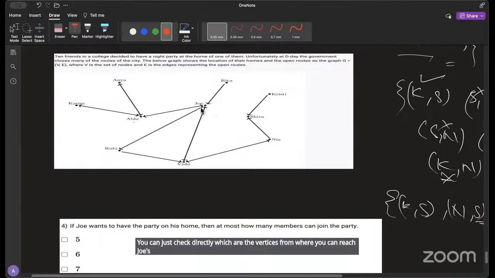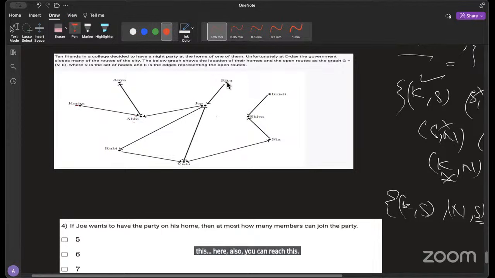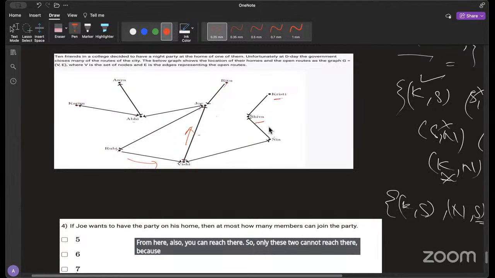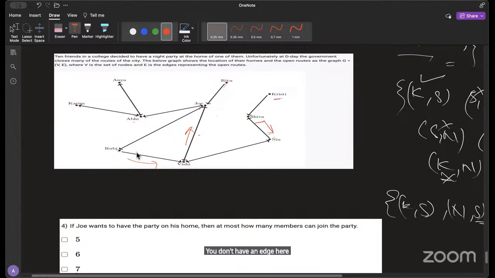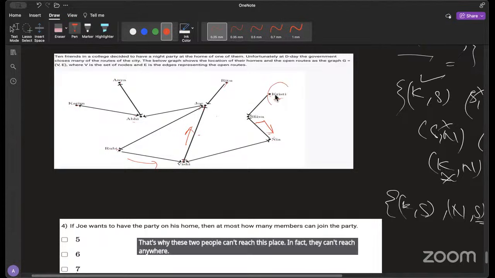From here you can reach this. Here also you can reach this. From this point also you can reach Joe. Here you don't have a direct edge, but you can reach from here, here and then here. So from here you can reach there. From here also you can reach there. So only these two cannot reach there because you don't have an edge here. That's why these two people can't reach this place. In fact, they can't reach anywhere.